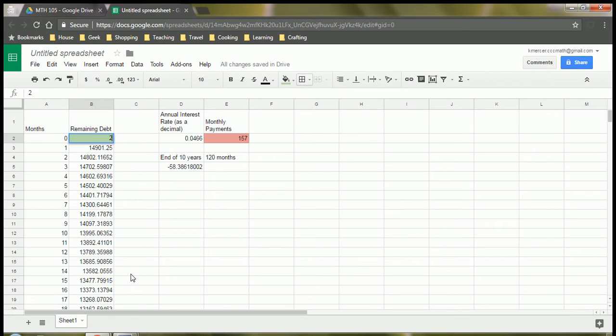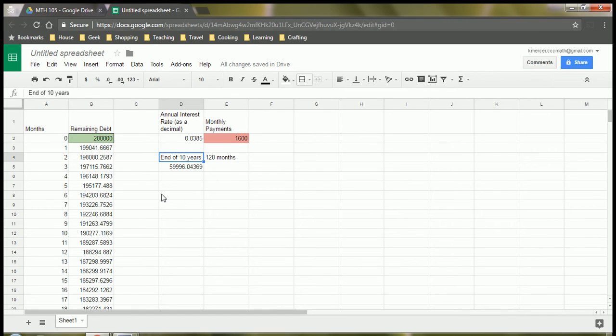I'm going to make this just some arbitrary amount of money, $200,000. And let's say your interest rate is, instead of 4.66%, it is 3.85%. So as a decimal, that would be 0.0385. And let's say you know that you can afford monthly payments of, let's say $16,000, or not $16,000, $1,600. $16,000 you'd be paid off really fast. Okay, so you can afford payments of $1,600, and you've got a 3.85 interest rate.